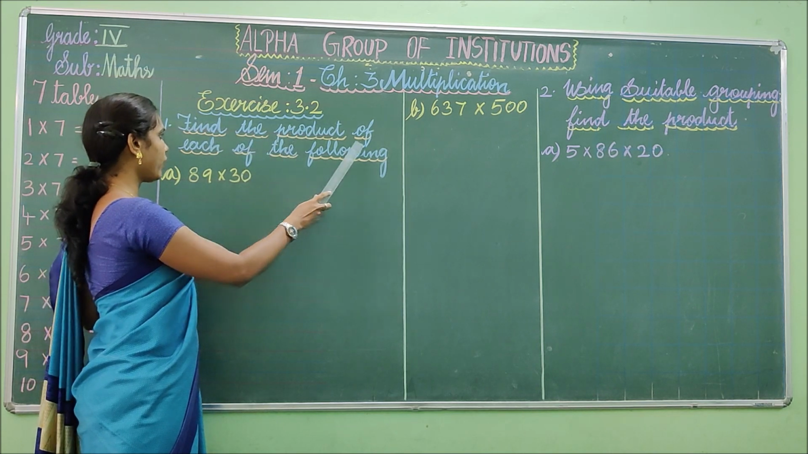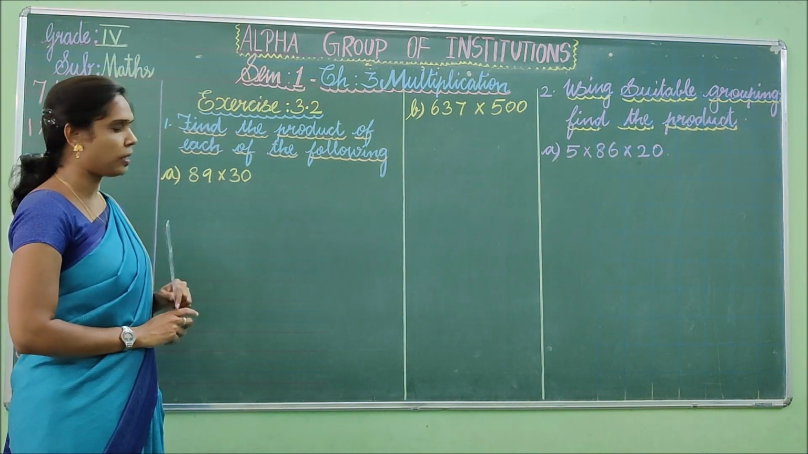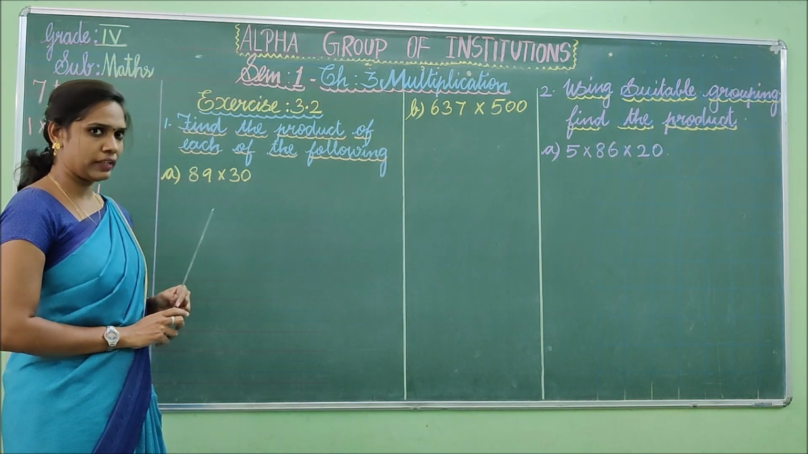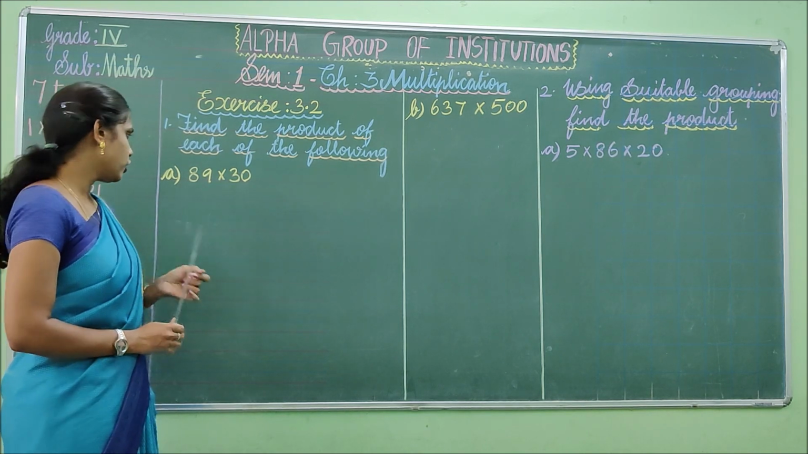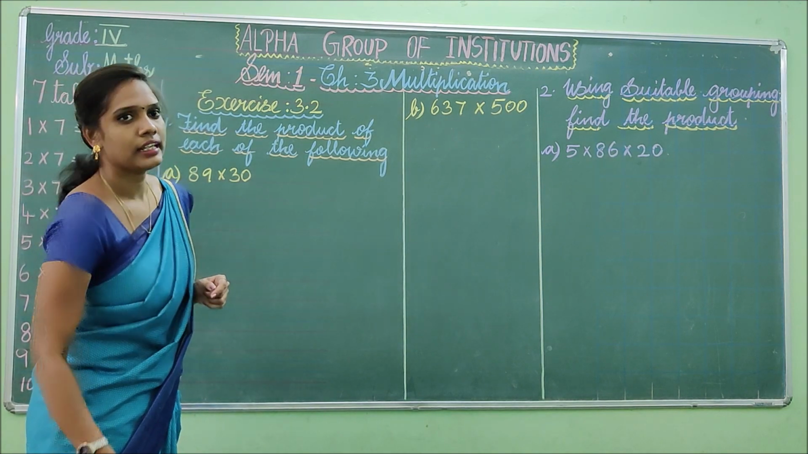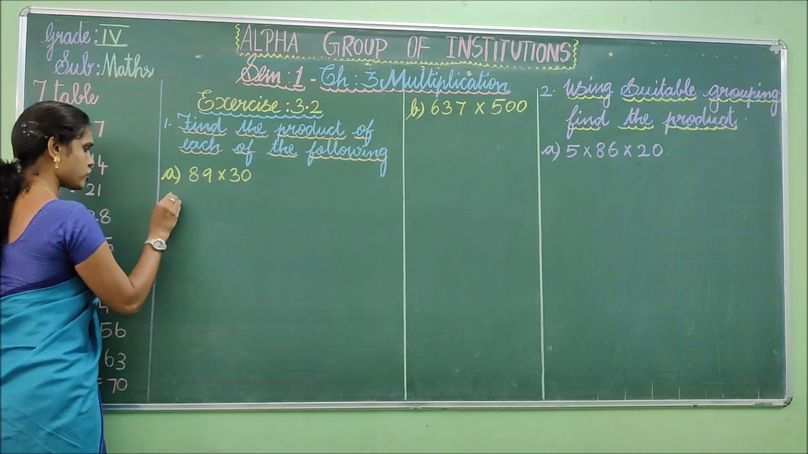Find the product of each of the following. So we have to multiply the given numbers. Product means what? Multiplication. Multiplication we will say product also. Don't get confused. We are going to multiply these numbers in the easiest form. Shall we do the solution now?